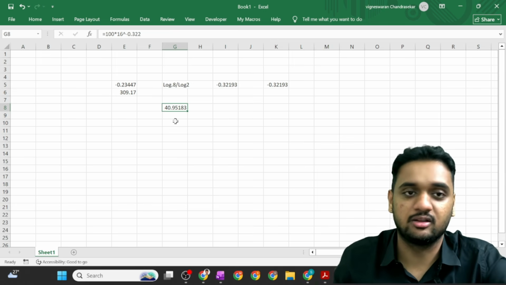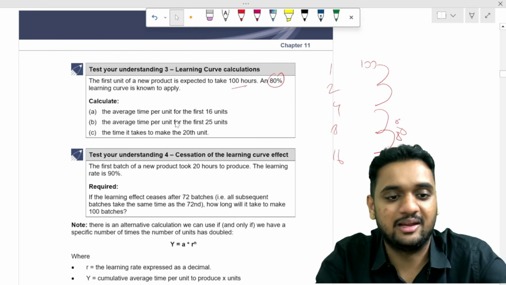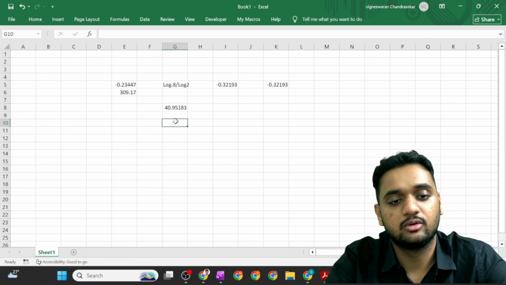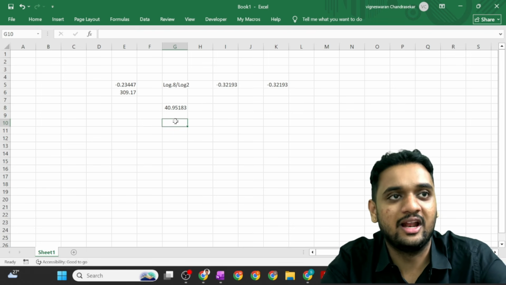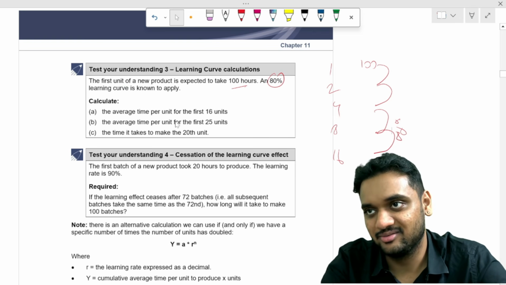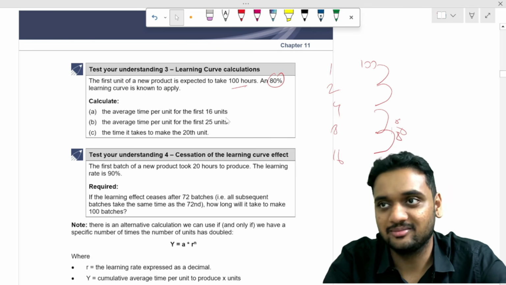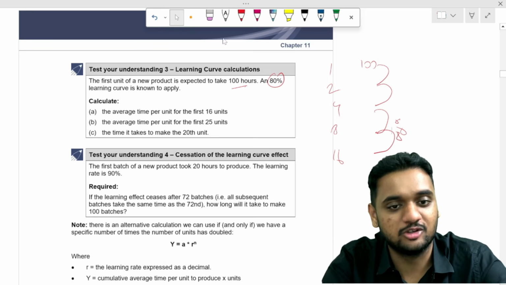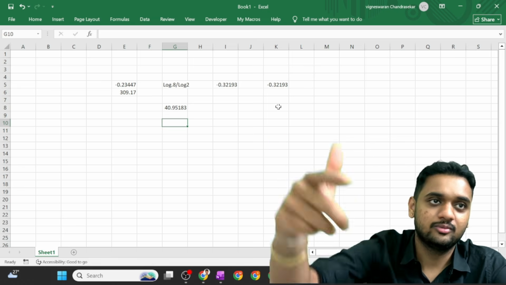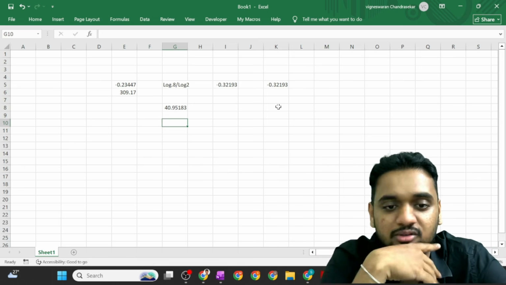Second question, what they are asking in the question. Average time taken per unit for the first 25 units. Then find out. One idea I'll give you, one trick I'll tell you. Once you find out log b for the entire question, it is more than enough. You need not find out B again, because once you find out B it's the same thing only. Now B is nothing but log 80% divided by log 2. Either 10 units, 20 units, 30 units, 40 units, B is going to remain the same.